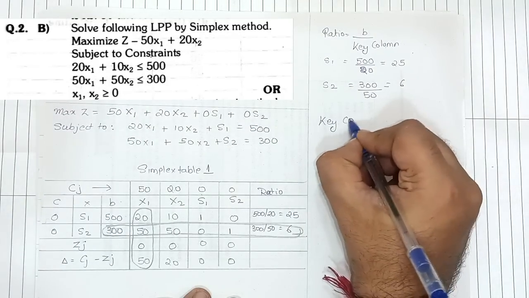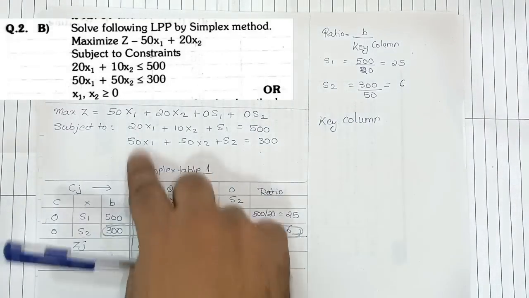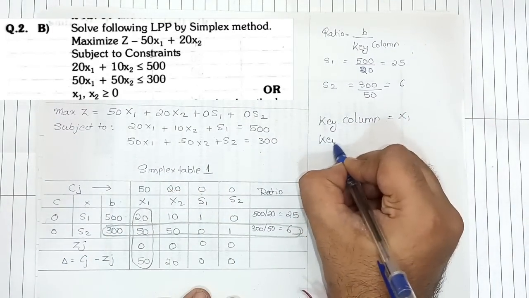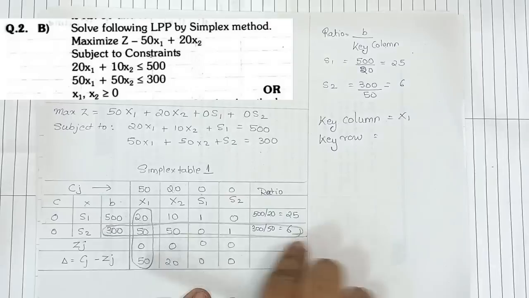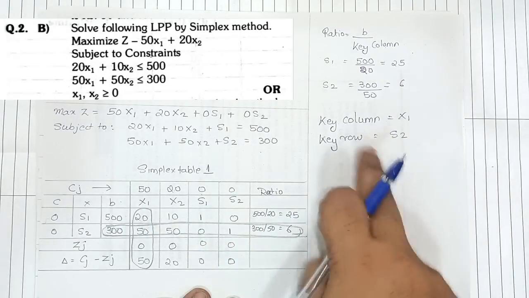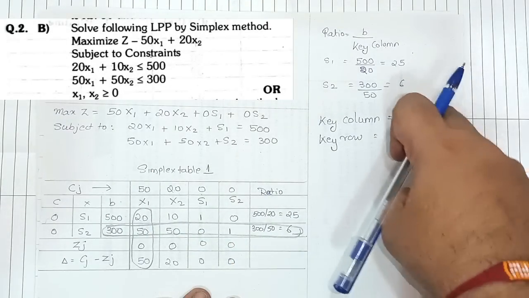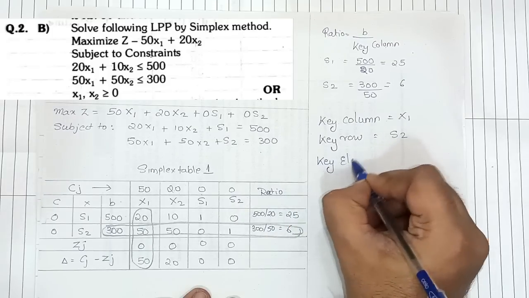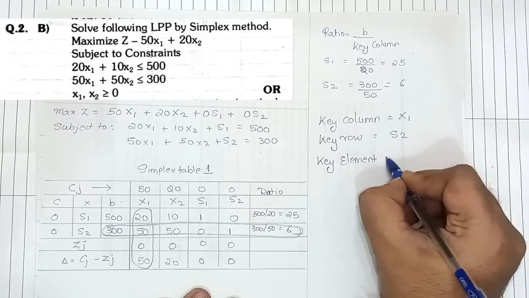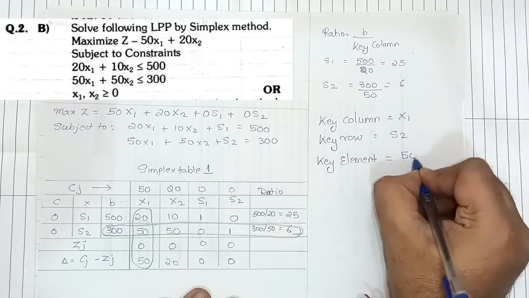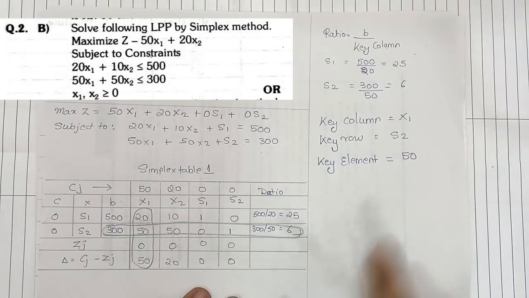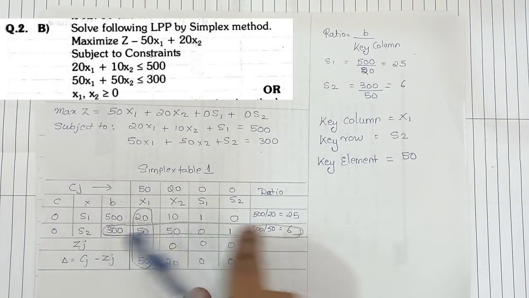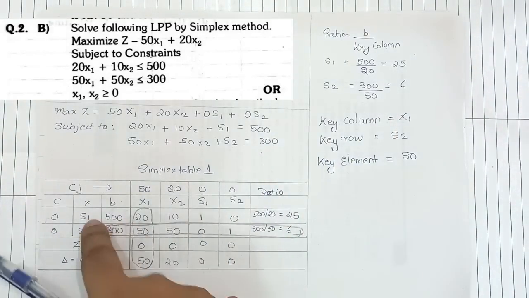So we have to note down three things. Our key column, which was x1, our key row was s2. It means s2 will get replaced by x1 in the next step. And the key element is the midpoint, that is 50. Very important point. Now these three things are very important. What do you mean by this? Your s2, this key row, will get replaced by x1.